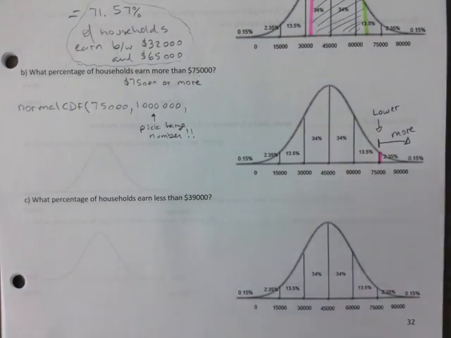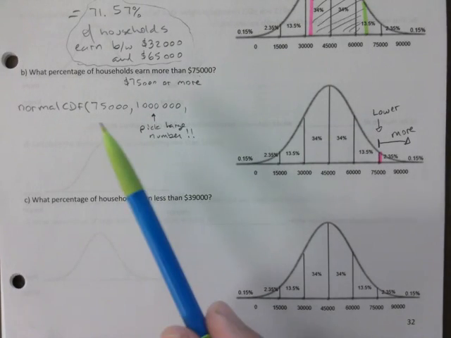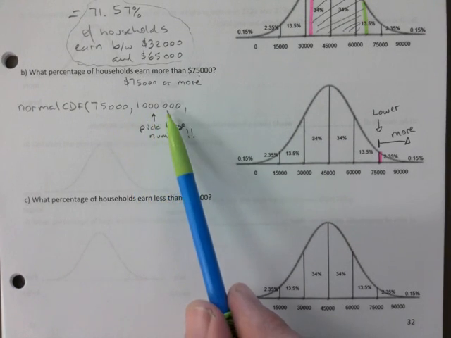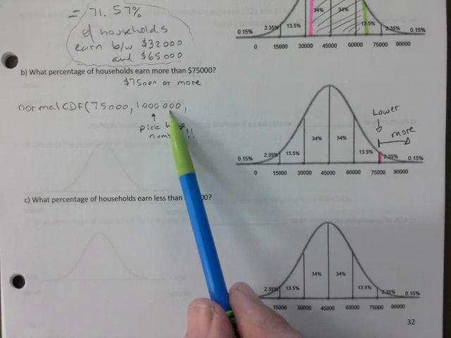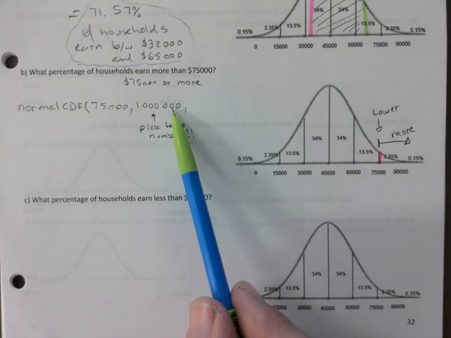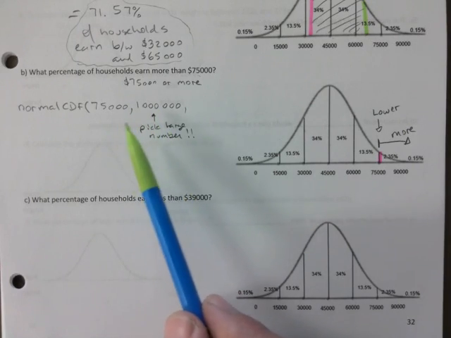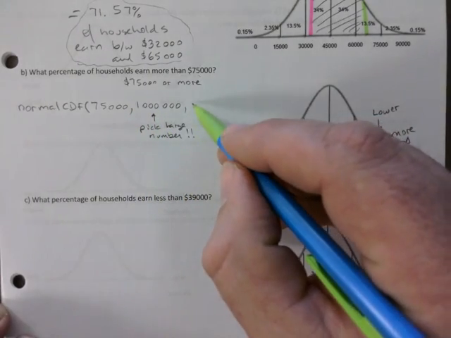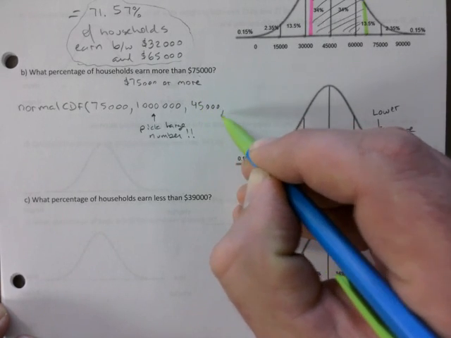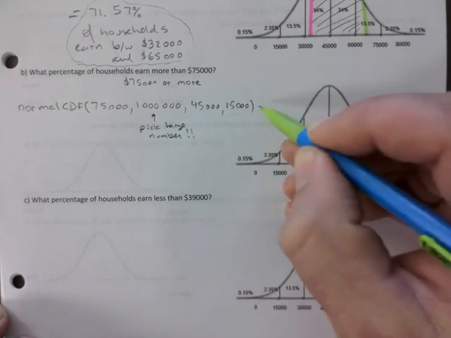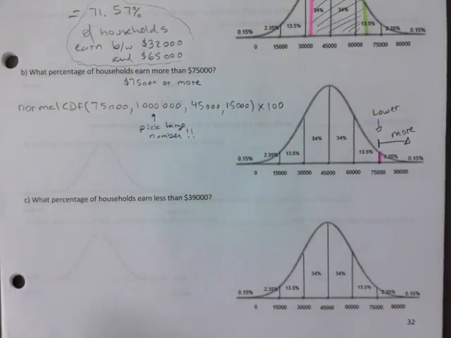What do I mean by that? I think I need to be specific. If this had been how many people make more than $1 million, would it be smart to use 1 million here? No. Then you should have used 10 million or 100 million or something like that. So you have to base it on your situation. And what's our mean and standard deviation? Mean is still 45,000 and the standard deviation is still 15,000. We're going to multiply that by 100.